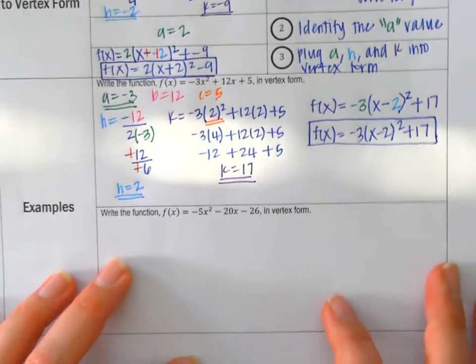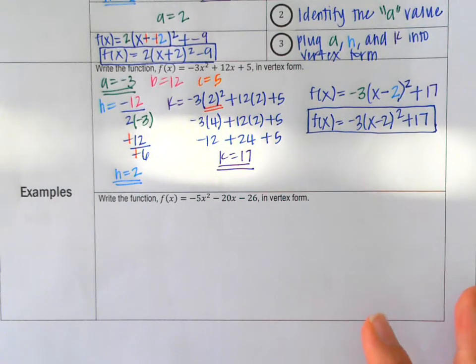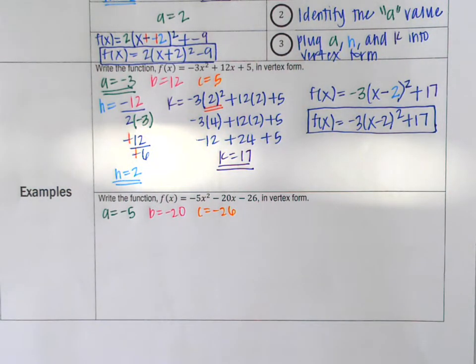Okay, let's go on to the second example here. What I want you guys to do is first, just like the last one, identify A, B, and C. So pause me here and come back and check. Identify A, B, and C. Okay. So I have A is equal to -5, B is equal to -20, and C is equal to -26.